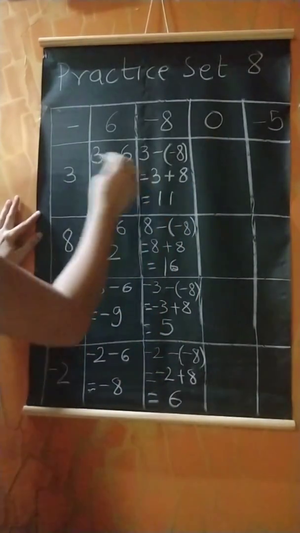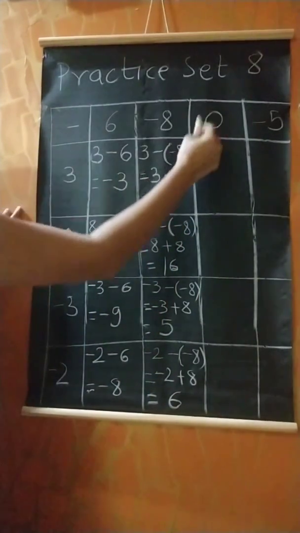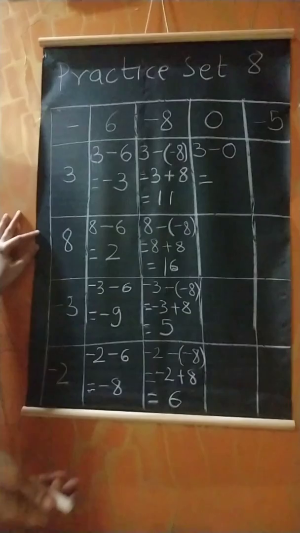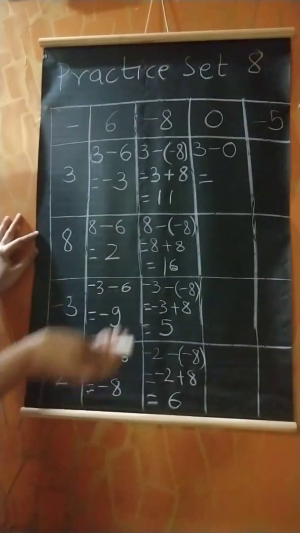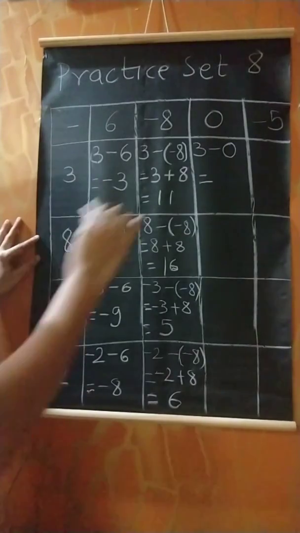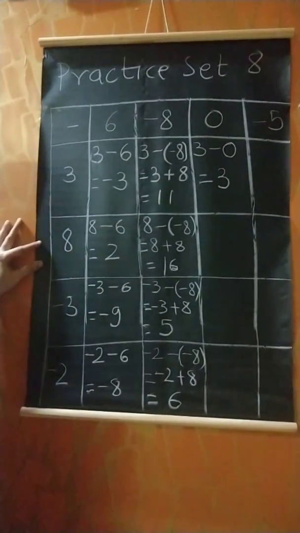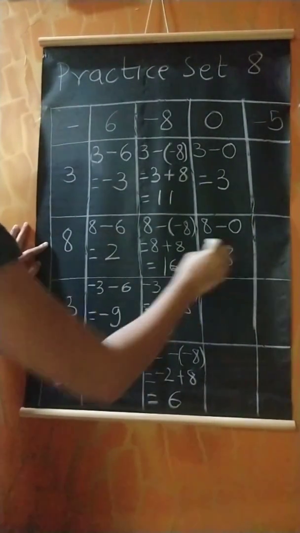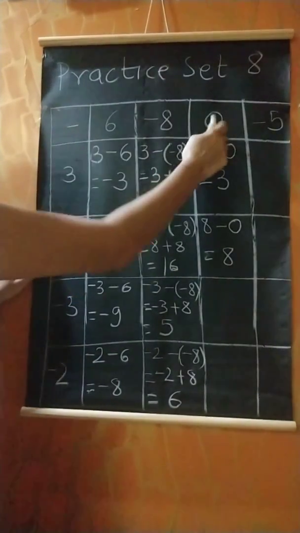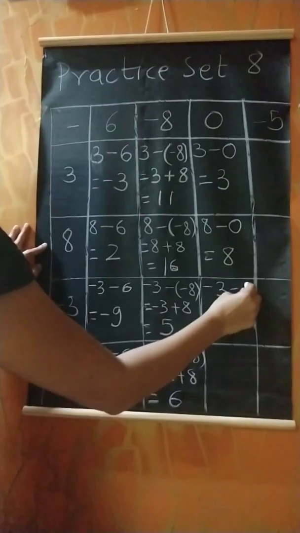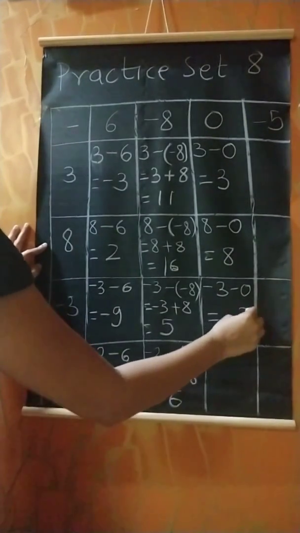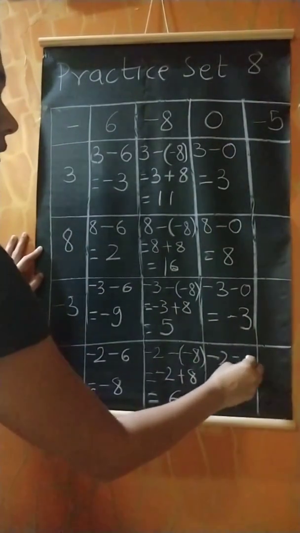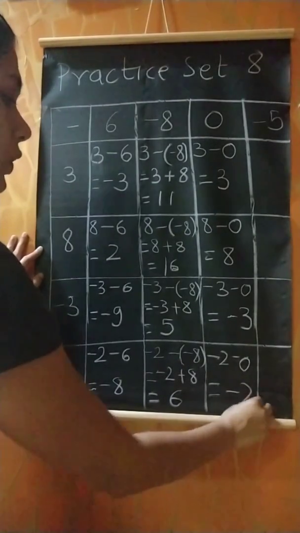Next column is 0. So 3 minus 0. When we are subtracting 0 from anything, or adding 0 to any number, the number stays the same, so it is 3 only. Next, 8 minus 0, that is 8. Minus 3 minus 0 means minus 3 only. Okay. Minus 2 minus 0, that is the same, minus 2.